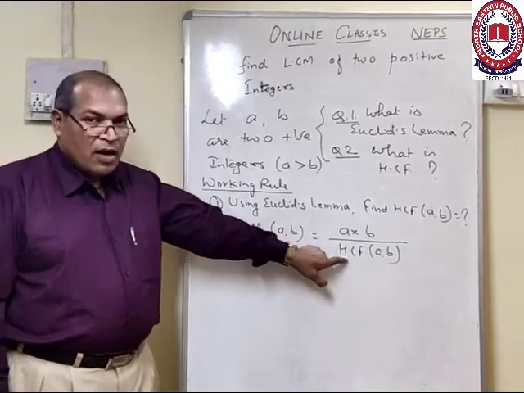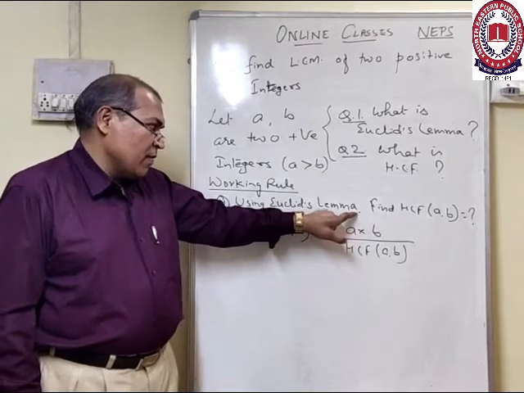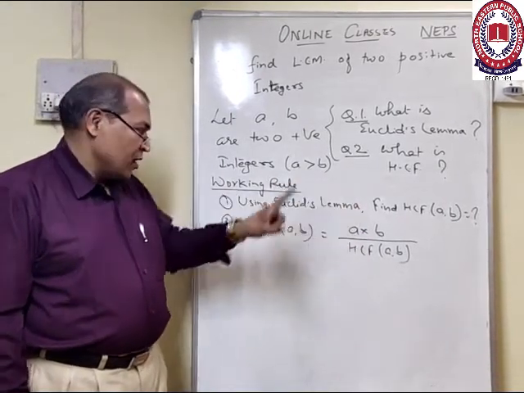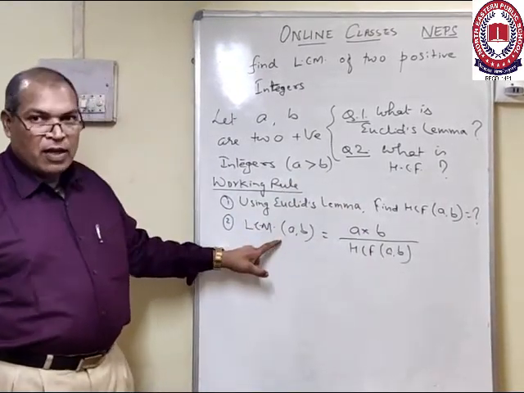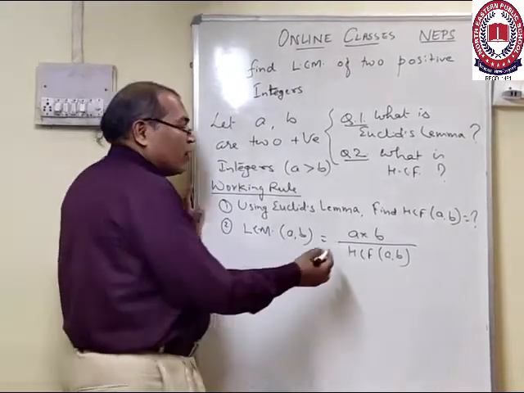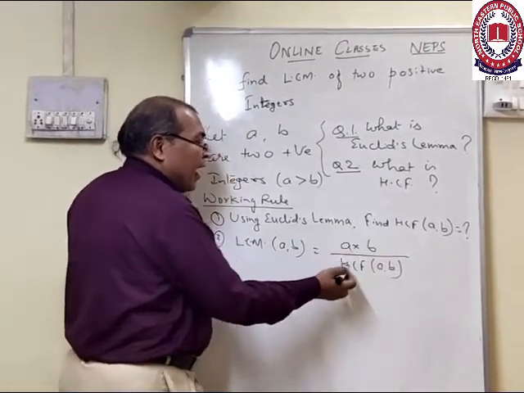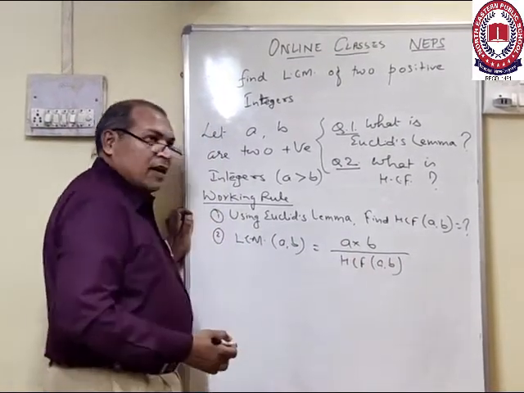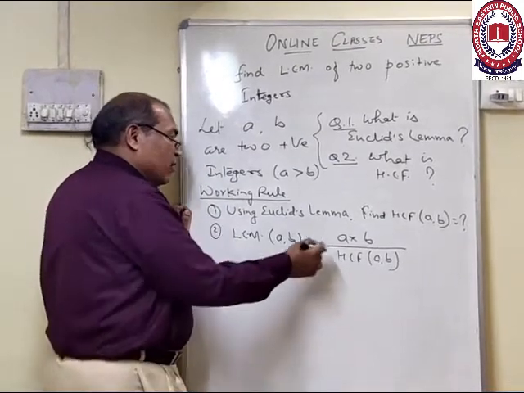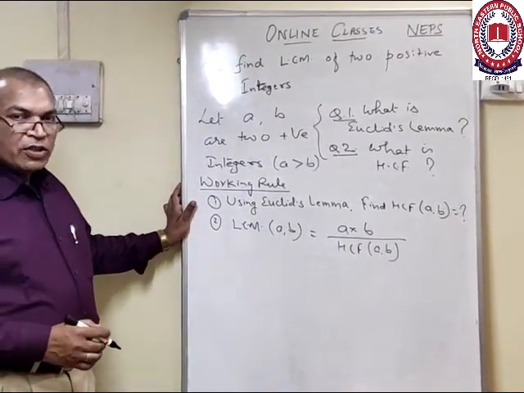As you know how to find HCF, first we will obtain the HCF as I told in the first point. Second point, we will use this formula to find the LCM of A and B. So whenever two positive integers are given, multiply them and their product will be divided by the HCF. The result we get will give you the LCM of the two positive integers.